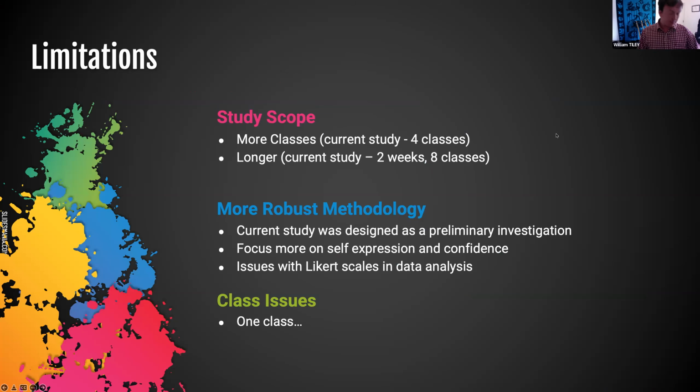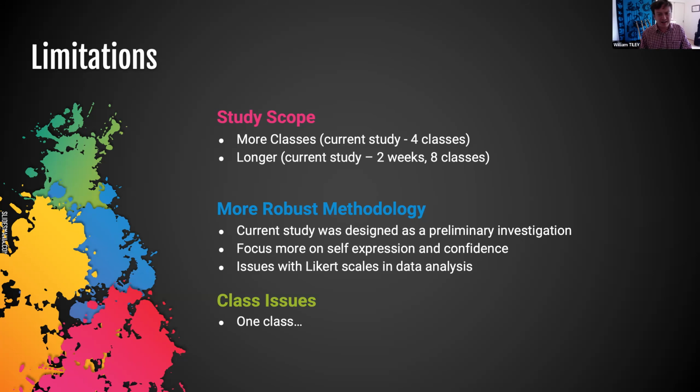So I'll quickly gloss over some limitations because I do want to hear your ideas and feedback. The study was pretty small, so it would be worth expanding the scope of the study. More classes over a longer period of time. This was only done over 8 classes with 4 groups of students. A more robust methodology would also be helpful. This was designed as a kind of preliminary investigation. It was designed to be flexible and easy to deliver, but with more focus on self-expression, we could put in a more established model for measuring self-expression, and then we could potentially get some more useful data.